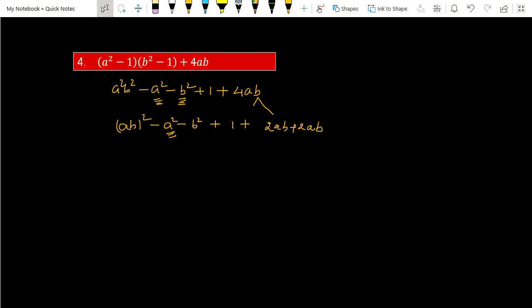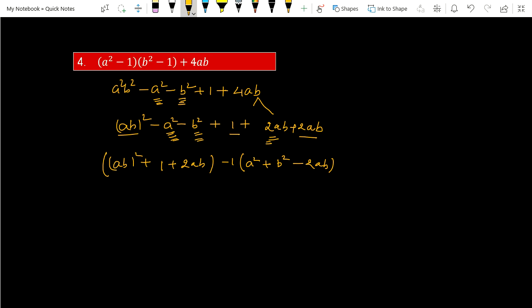We are collecting a square b square and 2ab together, so ab whole square plus 1 and plus 2ab, collecting all these three terms together. Now the new collection is a square negative, b square negative, and plus 2ab. So if I take minus 1 common from all these three terms, we can see inside the bracket a square should be positive, b square should be positive, and 2ab should be negative.